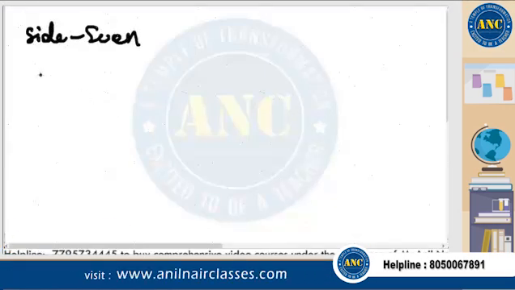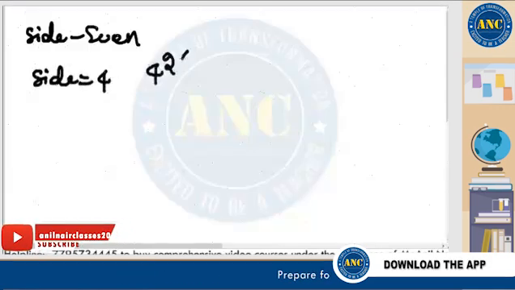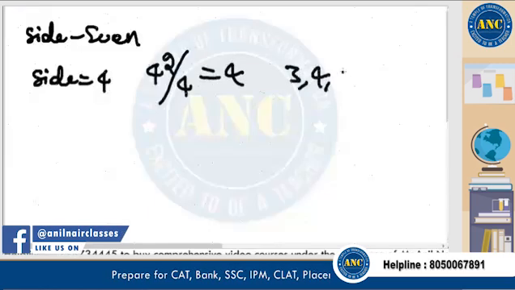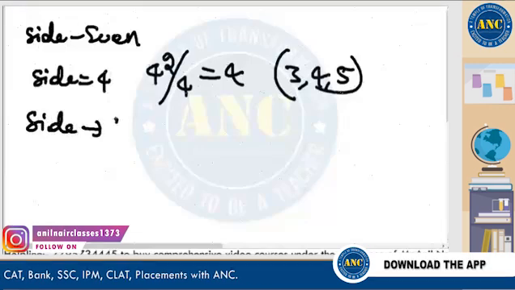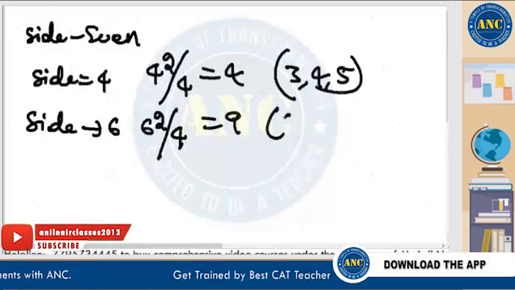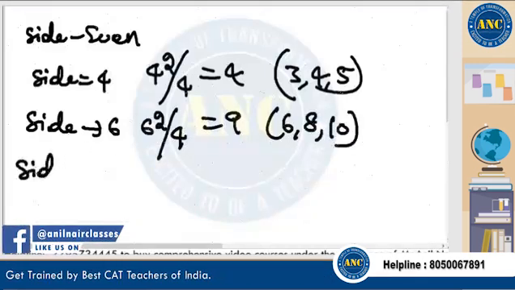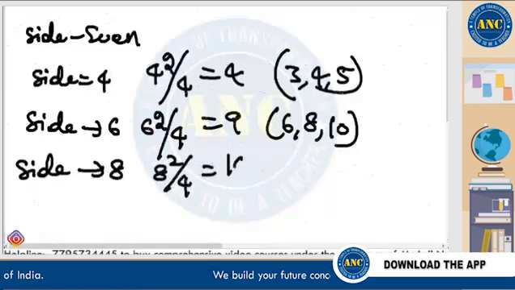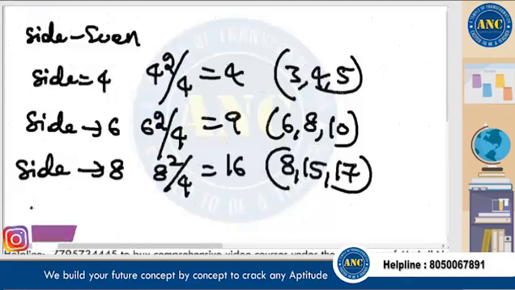If it is even, right? If it is 4, all my old students can solve it very fast. 16 by 4 is 4. Subtract 1 and add 1: 3, 4, 5. This is a very easy question. Side is 6. 36 by 4, which is 9. Subtract 1, add 1: 6, 8, 10. Side is 8. 8 squared by 4, 64 by 4, 16. Subtract 1 and add 1. I hope it is clear, right?